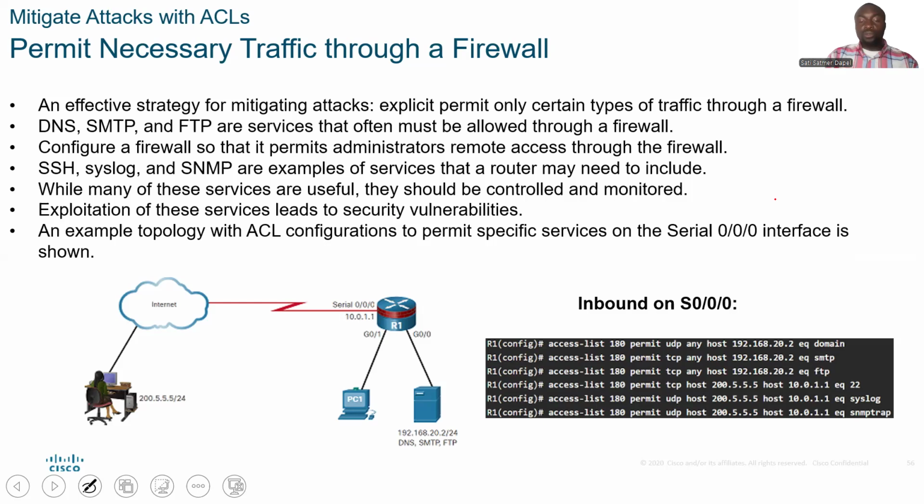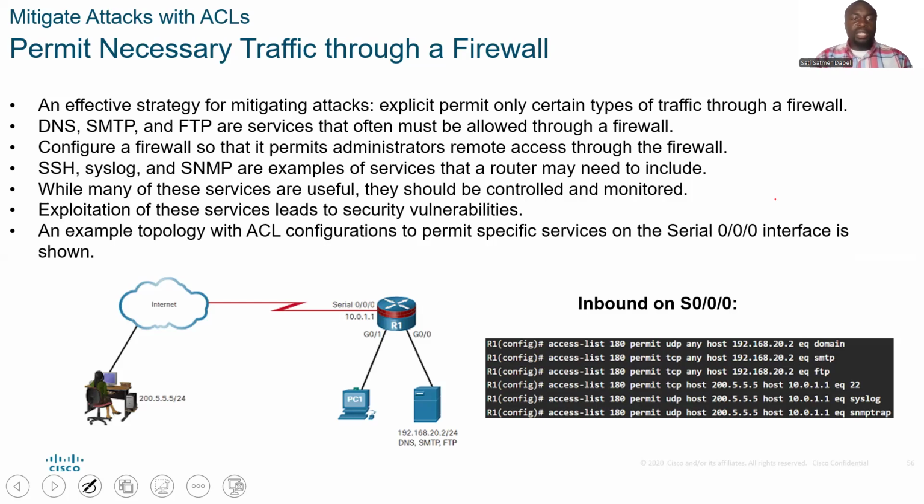Permit necessary traffic through a firewall. An effective strategy for mitigating attacks is to explicitly permit only certain types of traffic through a firewall. DNS, SMTP, and FTP are services that often must be allowed through a firewall. Configure a firewall so that it permits administrators remote access through the firewall. SSH, syslog, and SNMP are examples of services that a router may need to include. While many of these services are useful, they should be controlled and monitored.